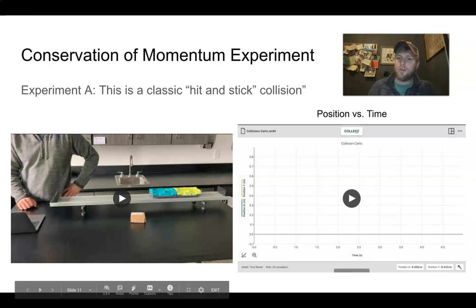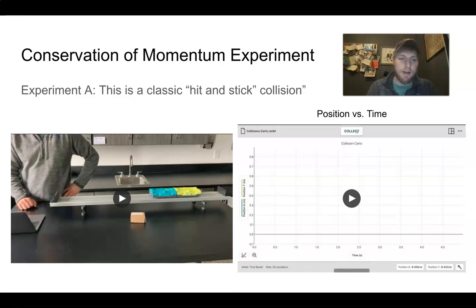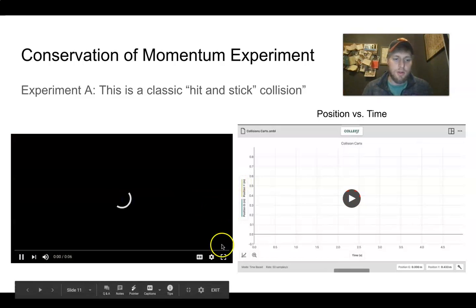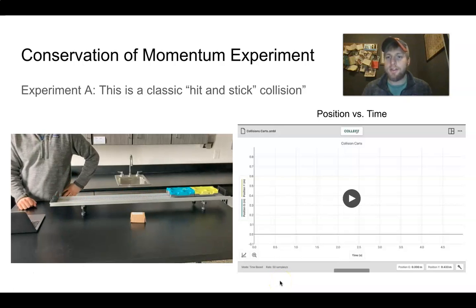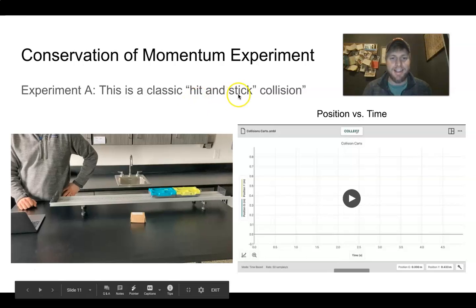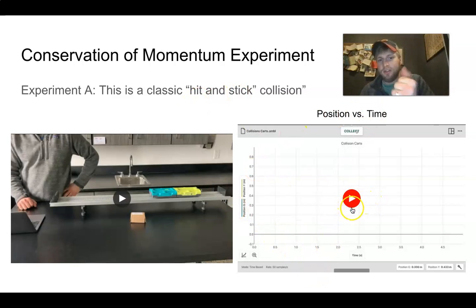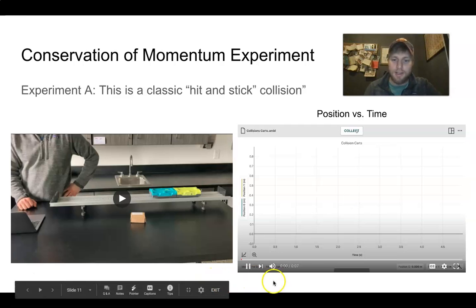We're actually going to show some data that I collected, and we'll do a calculation here in just a moment together. So this is a classic hit and stick style collision. So I actually have some Velcro attached to the front of these carts. I'm going to show you what that's going to look like. Unsurprisingly, when I pushed the carts, they hit and stuck together. This is a position versus time graph of that same thing, just a screen recording of my computer while I did it.